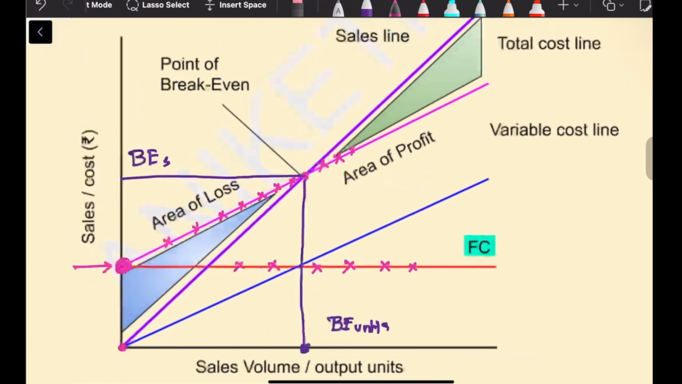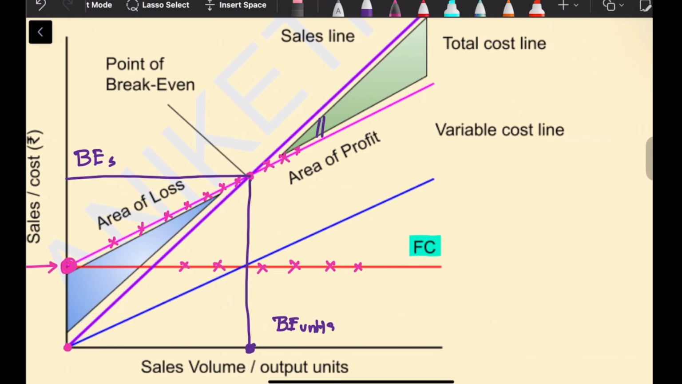The triangle you are seeing, the green triangle, is the area where you will make profit. And the blue triangle which you are seeing here is the area of making loss. And at break-even, you will cover both your fixed and variable cost to recover.